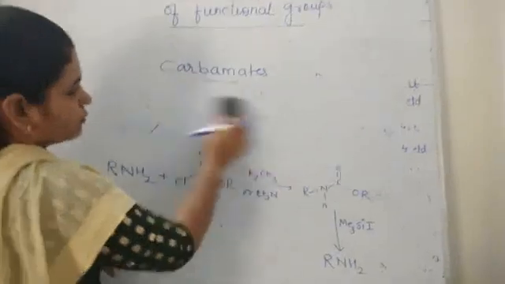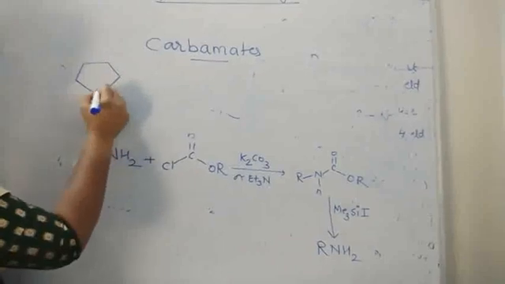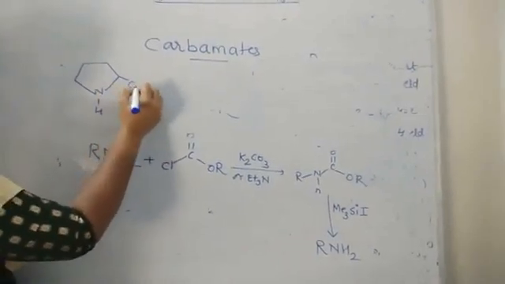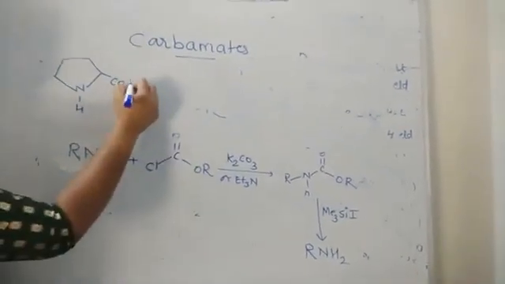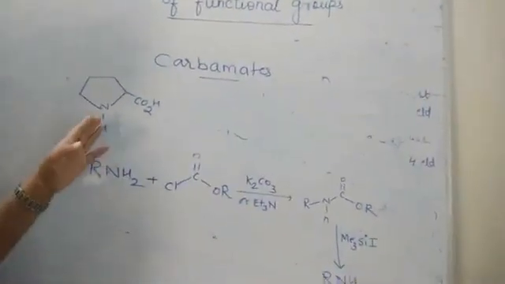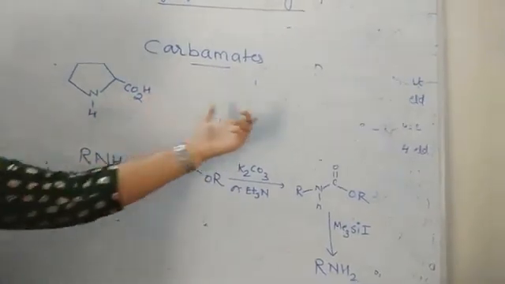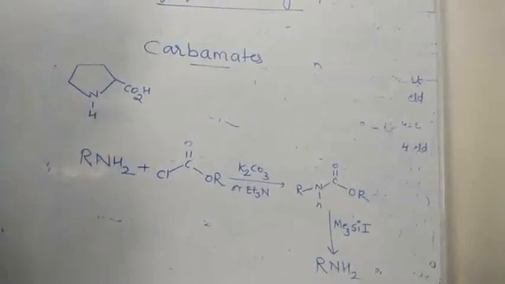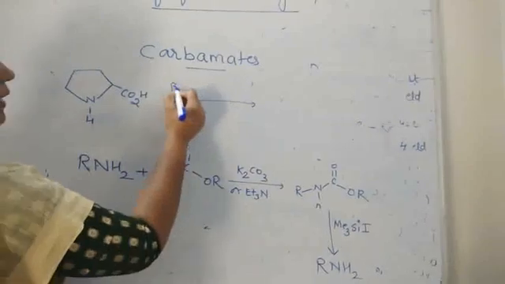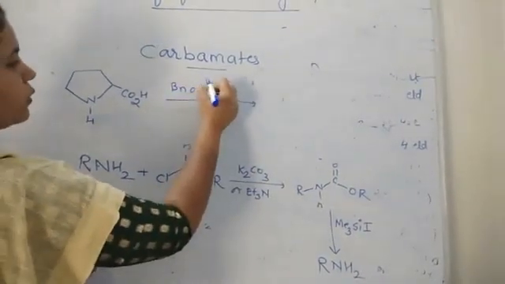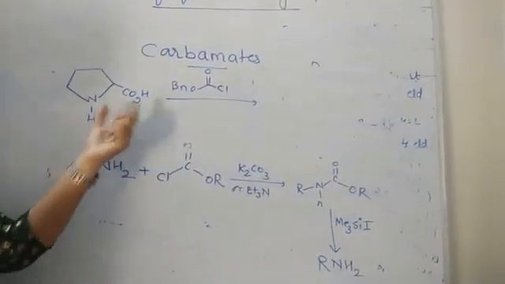We can take one more example. If the compound contains such type of amines, secondary amines, in such a case also carbamates can be prepared, which can be deprotected by using H2/Pd. So we'll take this reaction. Now here I am using the Bn group, the BnOCOCl chloroformate compound, for protecting this.